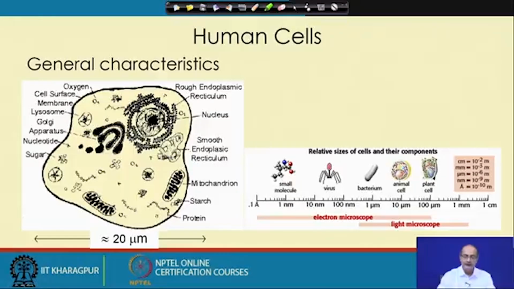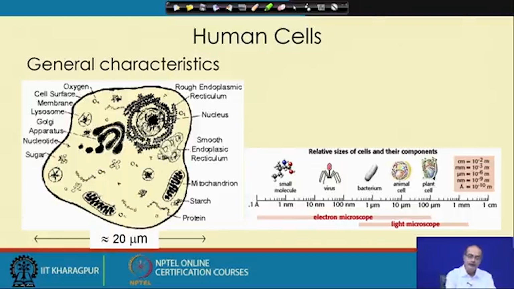Within this we have a lot of objects, some of them living, called organelles. For example, mitochondria, the powerhouse of the body, and another organelle, the nucleus, which is the controlling unit. Apart from that, there are many inanimate objects, like proteins and starch, which are required for generation of power as well as for building or repairing of the cell.